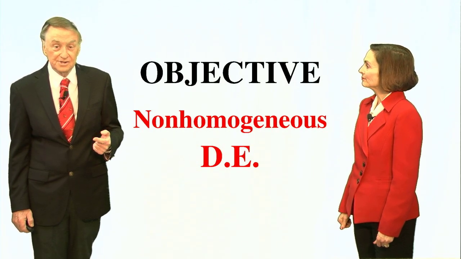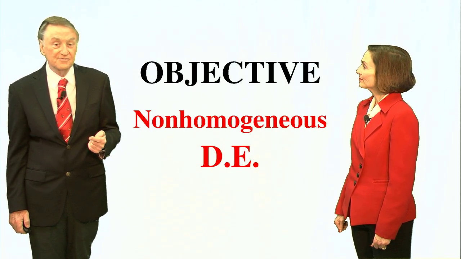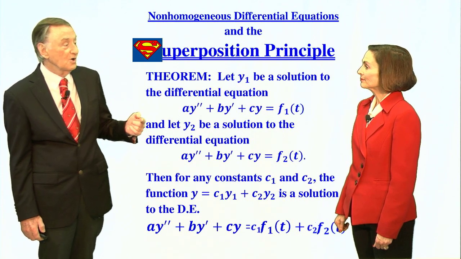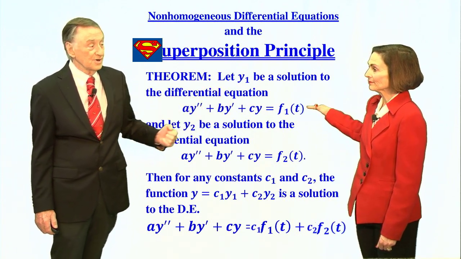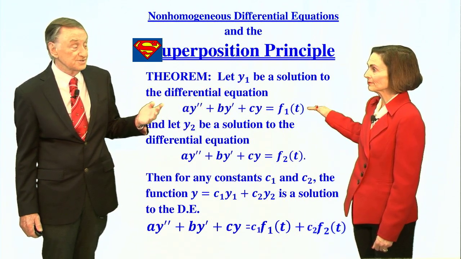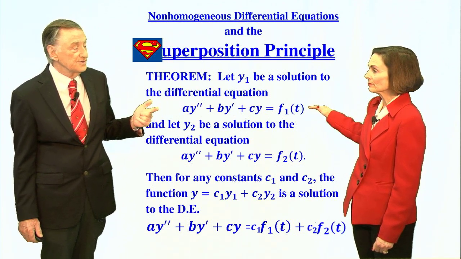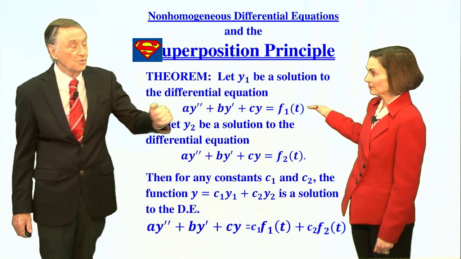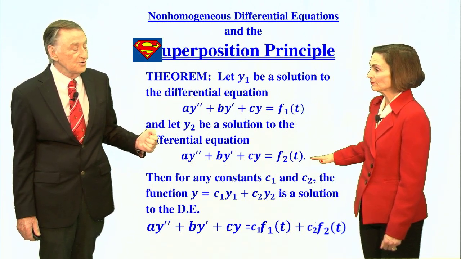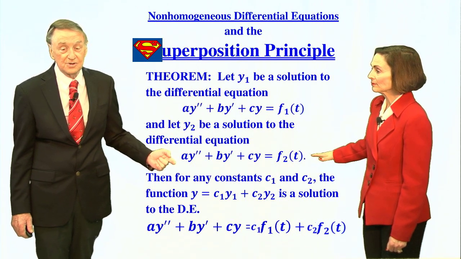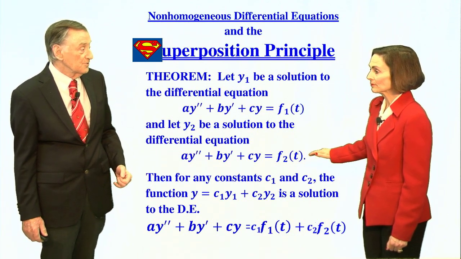We're now going to consider solutions to non-homogeneous differential equations without a zero on the right. Instead, we're going to have a function of t, where our independent variable is t. So we let y1 be a solution to the differential equation with an f1 of t on the right, and y2 be a solution to the differential equation with an f2 on the right.